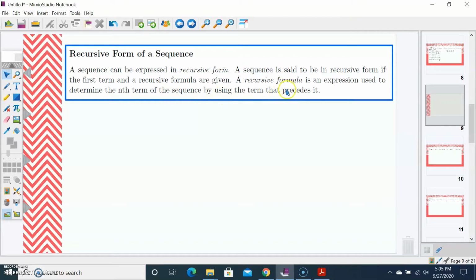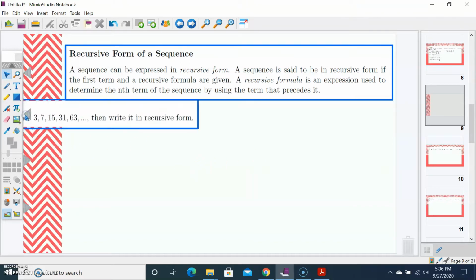Bakit? Ano ba yung recursive formula? A recursive formula is an expression used to determine the nth term of a sequence by using the term that precedes it. Ito yung sinasabi ko sa previous discussion natin na may mga sequences na kung saan madedetermine mo yung terms nila kapag alam mo yung previous terms. So, let's have an example for the recursive form of a sequence.